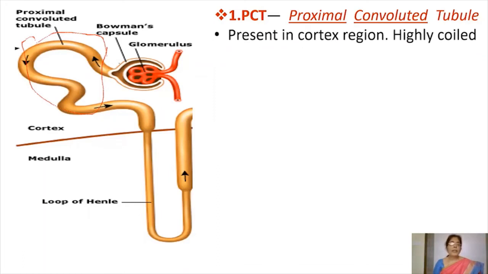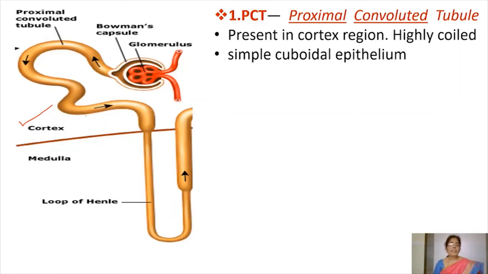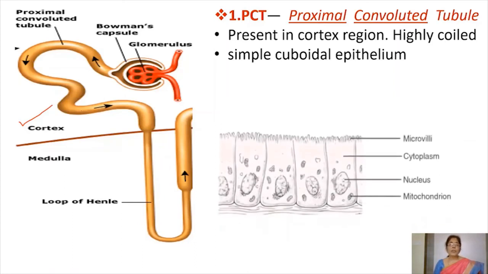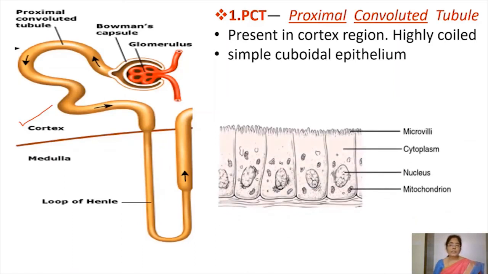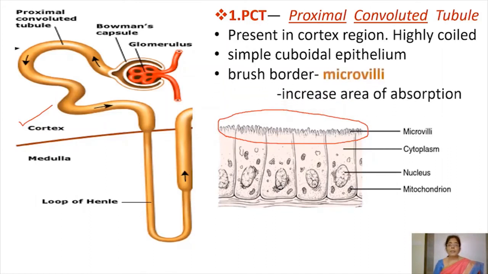So in the proximal convoluted tubule, this coiled region present next to the Malpighian capsule is the PCT. And where is it located? It is present in the cortex region. The inner structure of the PCT is lined by cuboidal epithelium with brush border. Look at this. This is the cuboidal internal lining of the proximal convoluted tubule. It bears a prominent brush border.